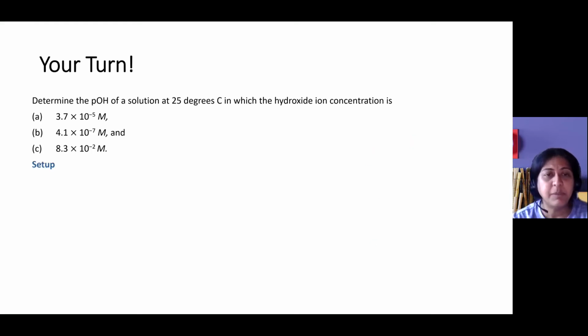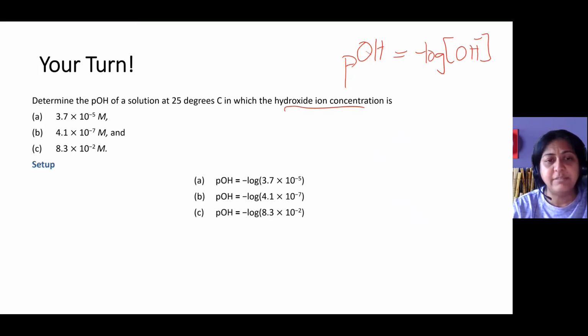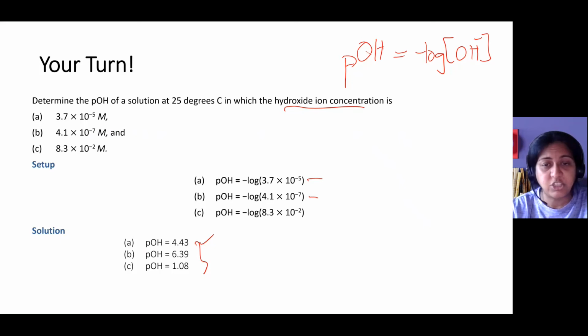Your turn. Determine the pOH of a solution at 25 degrees Celsius in which the hydroxide ion concentration is given. Now we are given the hydroxide ion concentrations and we need to find the pOH. pOH equals negative log OH- concentration.